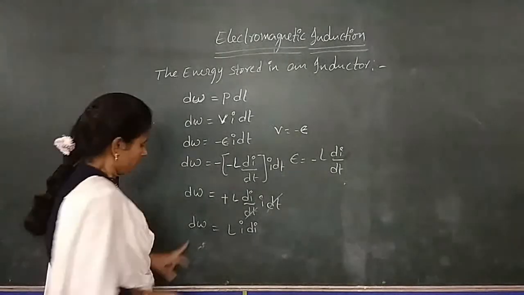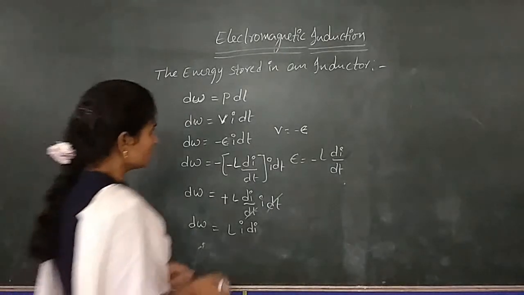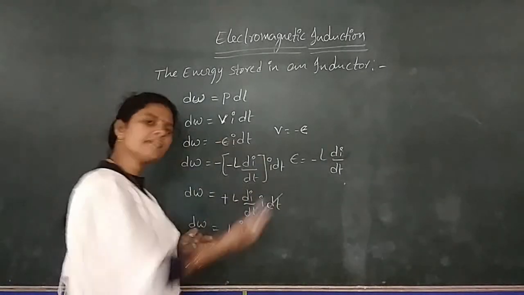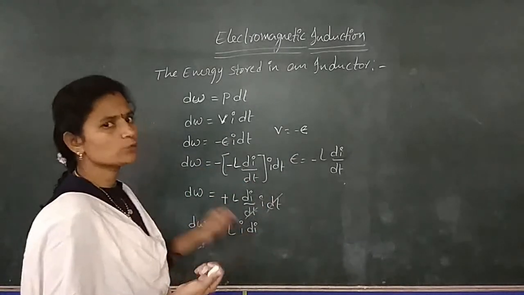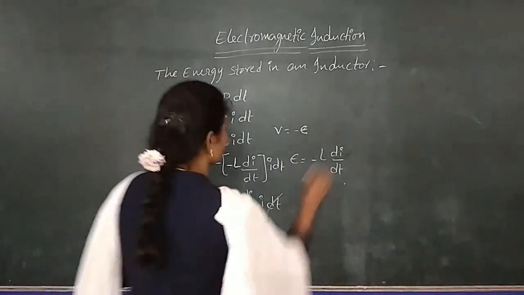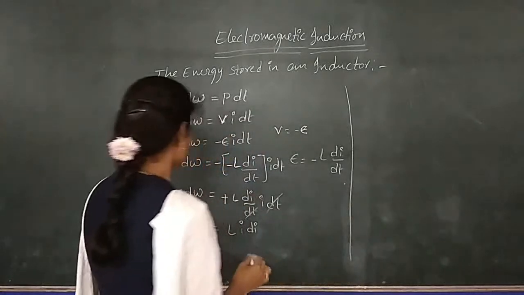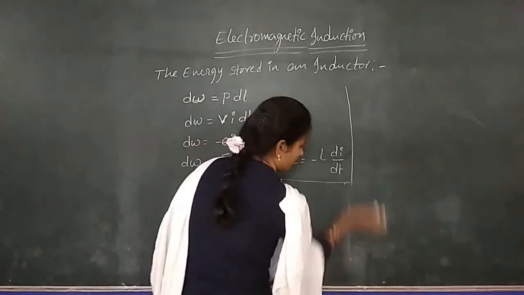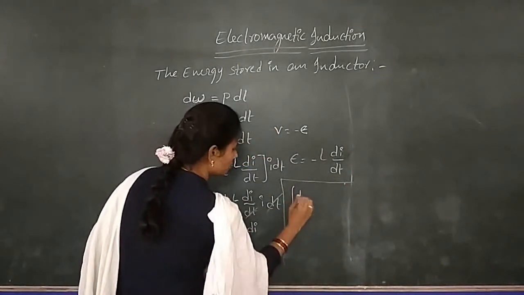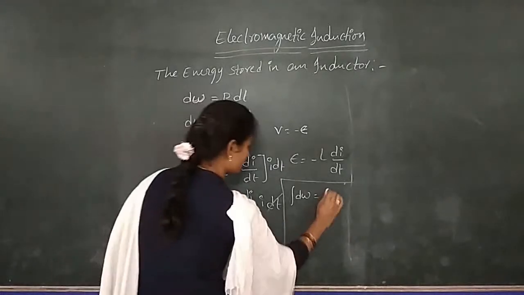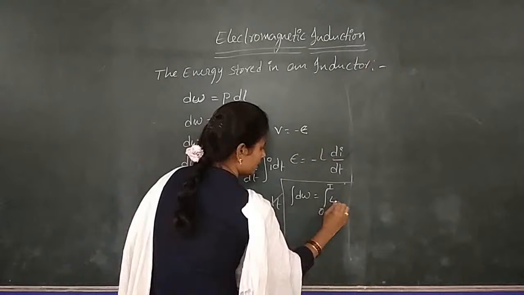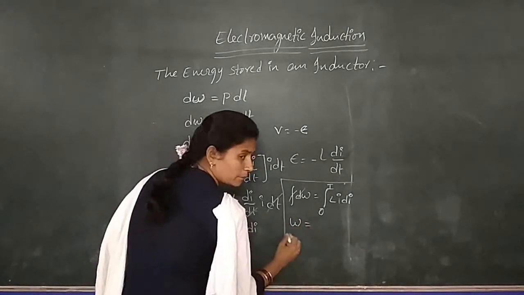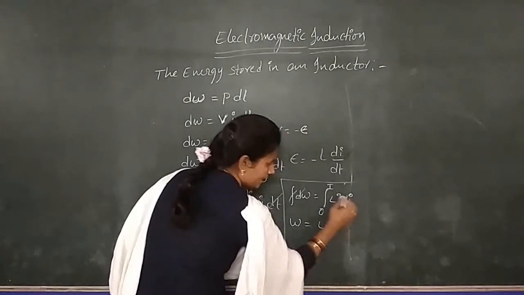So this is the external work done. Suppose in that circuit, initially the current is 0, and it will reach a current I. Then what is the external work done? We have to calculate. So dW is equal to L into I di. Within the limits 0 to I, we have to integrate. Integral of dW is equal to integral from 0 to I of L into I di. So the differential and integral get cancelled. Then W is equal to L into the integral of I di, which is I square by 2.